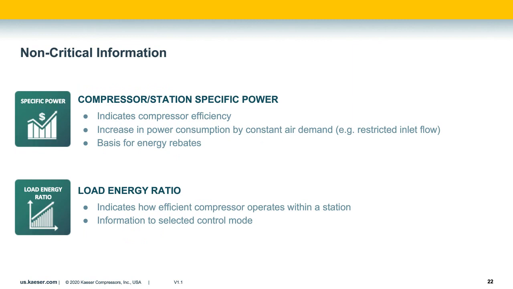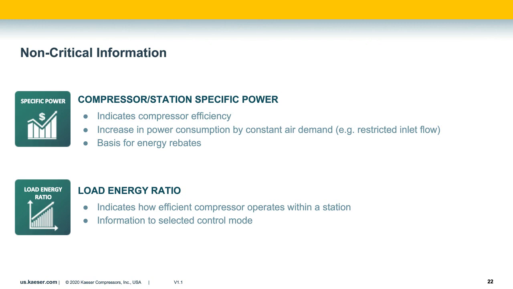Non-critical information, such as compressor-specific power or station-specific power, is power consumed divided by the free air delivery provided. So think of it as power versus flow. That's a benchmark on how efficiently your station is operating. An increase in power consumption for no change in flow could be the result of inlet restrictions to the compressor. Controlling a station based on specific power can result in higher energy savings, but that equates to a higher level master controller as well.